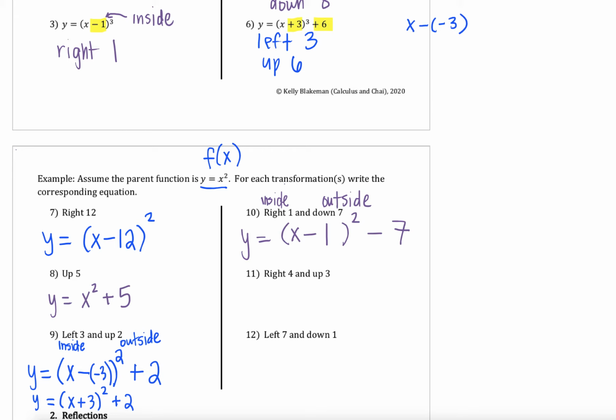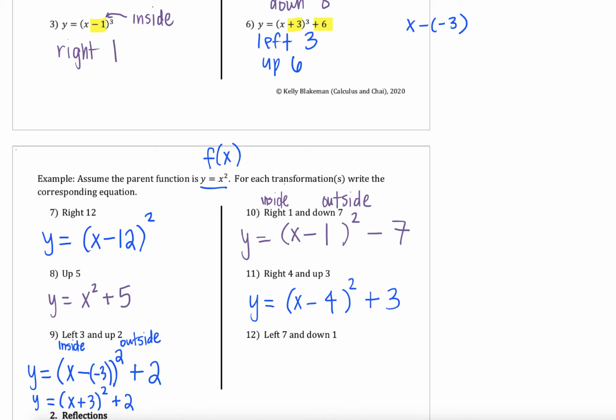Let's look at example 11. Why don't you guys pause the video and write out your equation for example 11. So here we're going right 4 and up 3. So let's write out our generic starting. Our parent function is still x squared, so I have x minus something squared. The right 4 is telling me I'm substituting in a positive 4 inside that function. And up 3 means that we are adding 3 to the outside of that parent function.